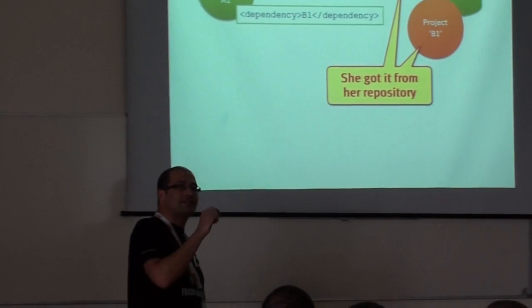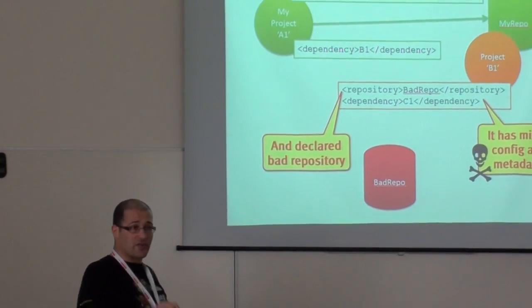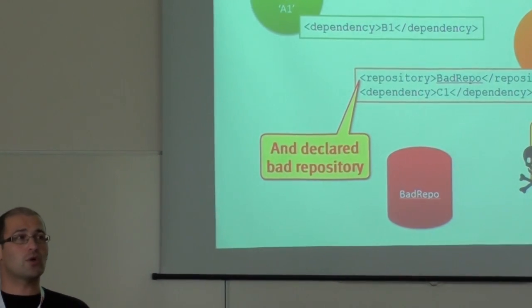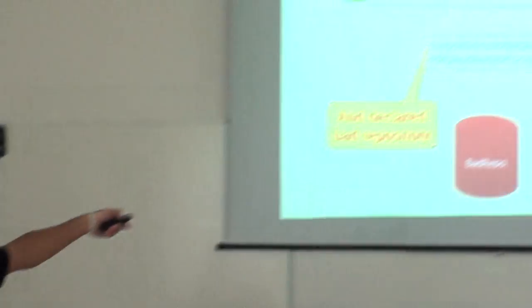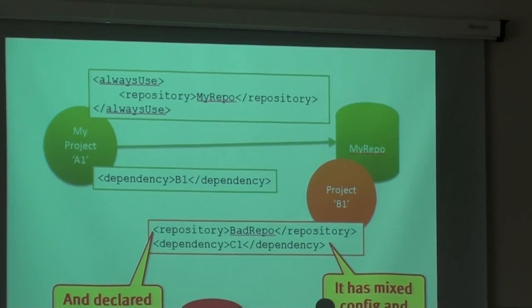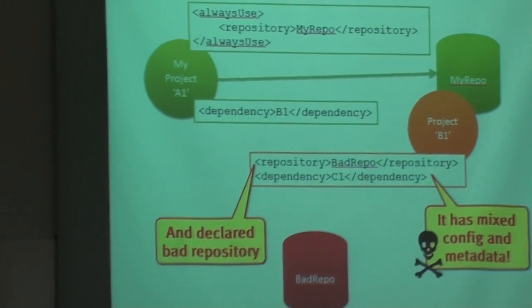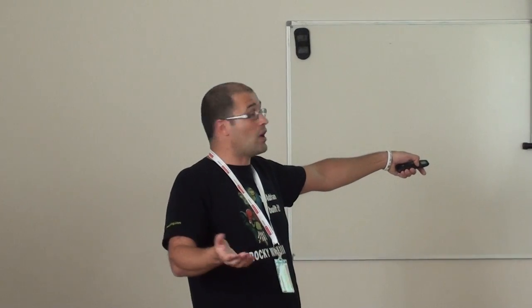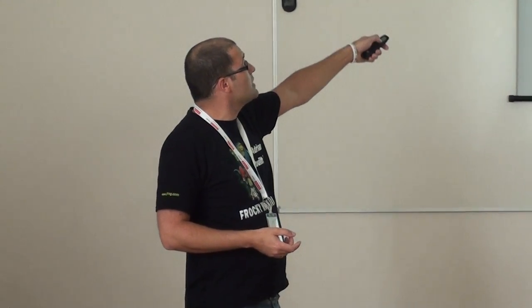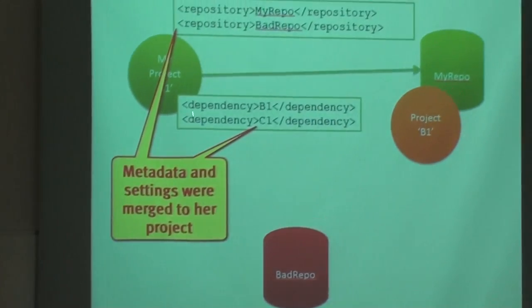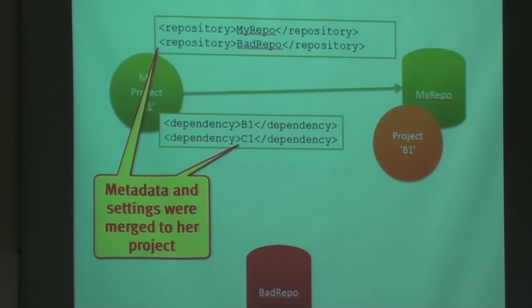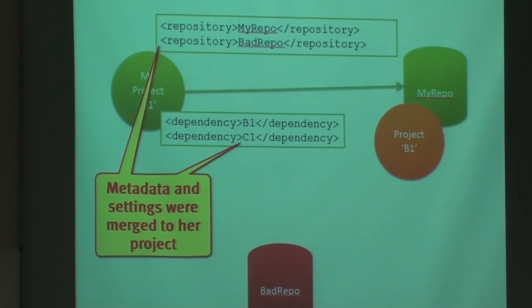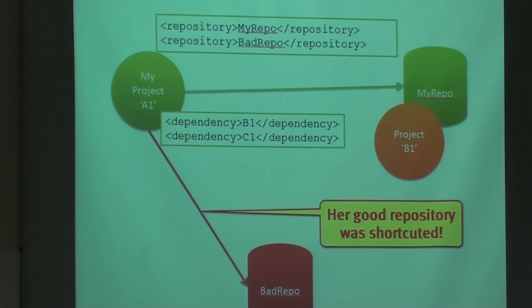But inside the metadata of V1, when V1 declares its own transitive dependency, V1 also has part of the configuration where the transitive dependency should come from. You see, it has a repository declaration inside the metadata. And this is a very bad idea, because now we introduce a bad repository into our build, because those declarations of repositories are now mixed together. And now you will have dependencies coming from the bad repository, because metadata and settings were merged together inside the project. The good repository was shortcut, and the transitive dependencies of V1 will come from an untrusted source.